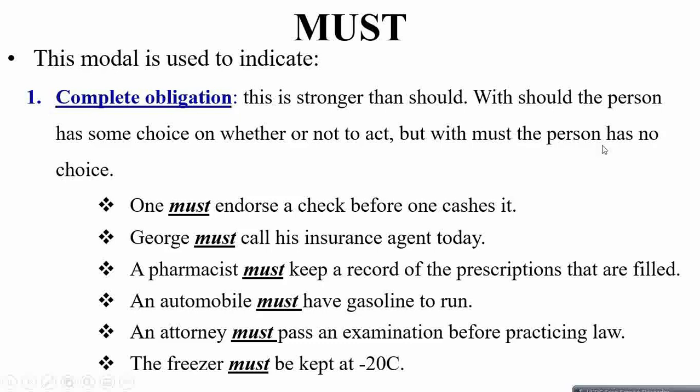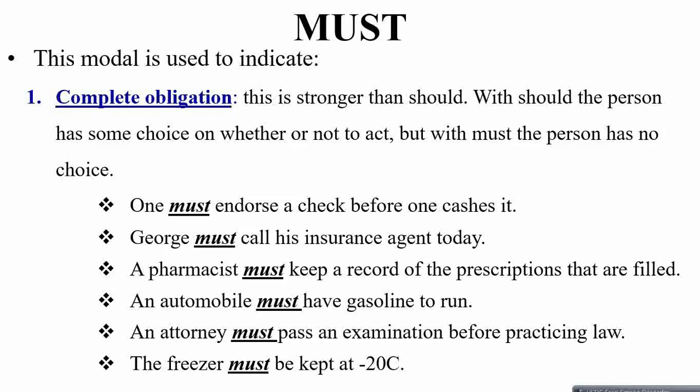So इसको हम examples से देख लेते हैं. Number one, one must endorse a check before one cashes it. So you have no other option. Before you cash your check, you have to endorse it regardless. So you have no other option. So it's a must-do thing.